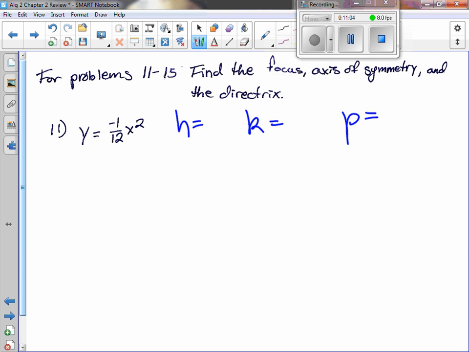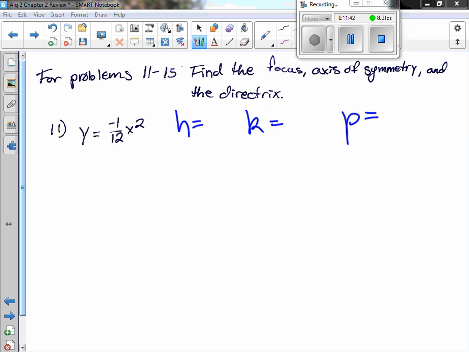Because as we looked at the equations yesterday, y equals 1 over 4p times x minus h squared plus k. Vertex is h comma k. Focus was h plus p comma k. Directrix is y equals k minus p, and our axis of symmetry is x is equal to h.